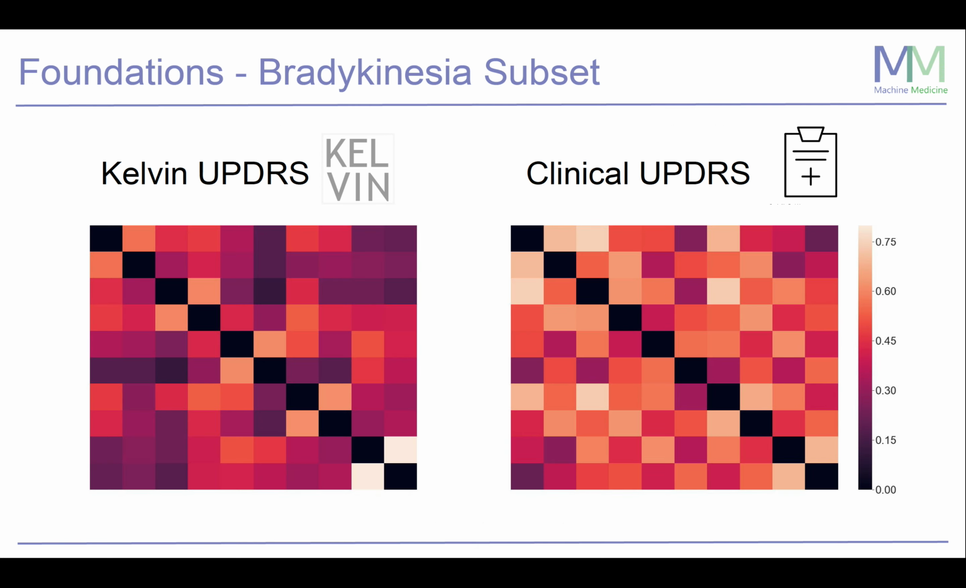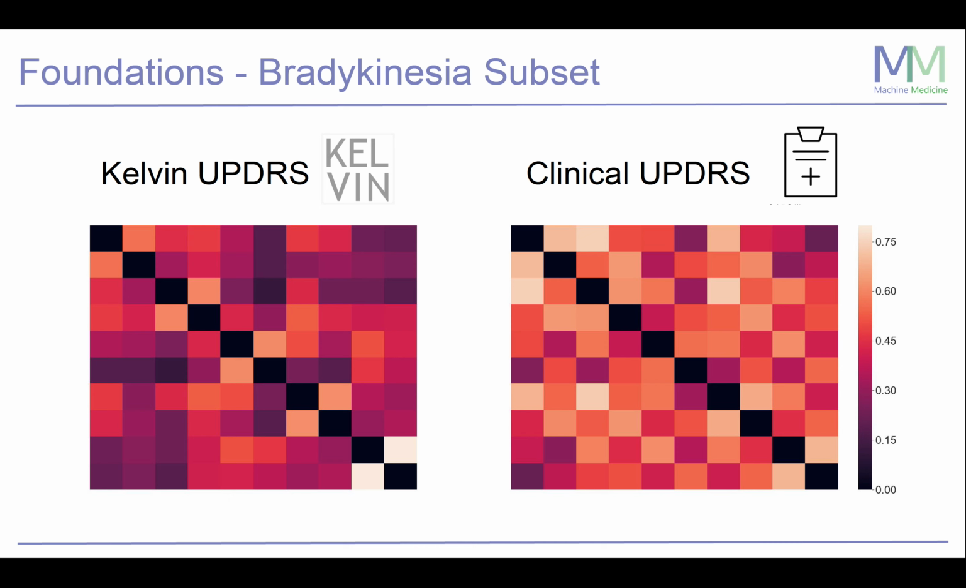Now I just want to back up a little bit and talk a little bit about some of the data and why we think what Kelvin is extracting is really the same kind of clinical signal that we see in the clinical data. So on the left side we have what's called the correlation matrix for the scores for the KUPDRS, for the scores that Kelvin is giving.